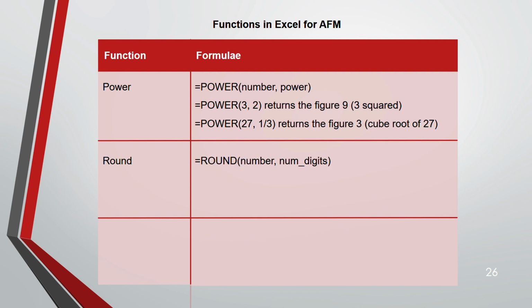Round. Wherever you have to round something to a whole number, to one decimal place, two decimal places, you can use this function. First is the number, then how many digits you want it to round to. For example, there is a number in cell C4. You want to round it to two digits, so you have to write C4, comma 2. If you want to round it to 3 digits, comma 3. If you want to round it to a whole number, whole number means no digits, comma 0.